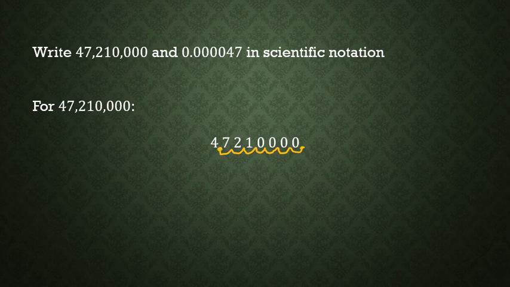So the number that we write before the power of 10 is going to be 4.721 times 10 raised to the power of, well, we moved the decimal point left and we moved it 7 places. We counted out those 7 places as we moved our decimal point, so it's going to be 10 to the 7th. So in scientific notation, this number is 4.721 times 10 to the 7th power.